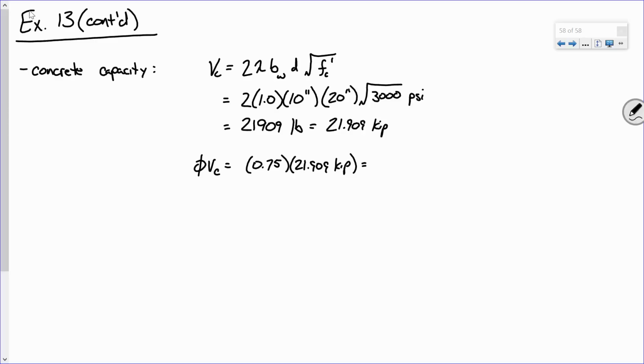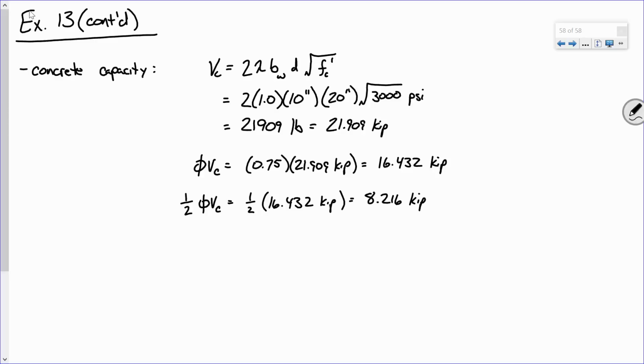And then plug and chug, and that gives you... and then remember we calculate half of phi VC. Which is... All right. Is everybody okay with what we just did? Everybody okay? All right.